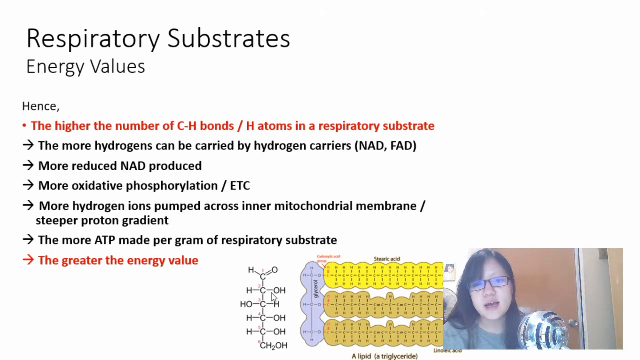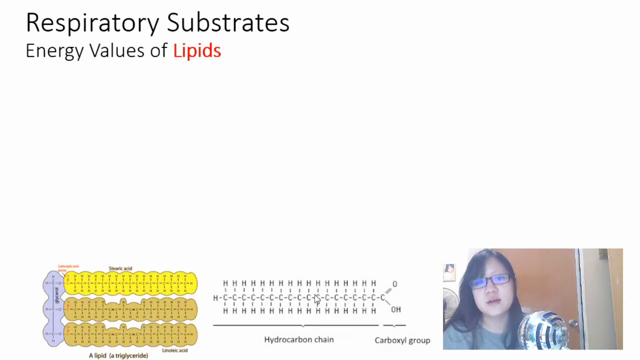You realize that, hey, sugar, carbohydrates have a lot of OH groups in them, a lot of hydroxyl groups. But if you look at lipids, there are a lot more carbon-hydrogen bonds per unit mass. And this answers the question: which kind of respiratory substrate has the highest energy value? The winner is lipids, yay!